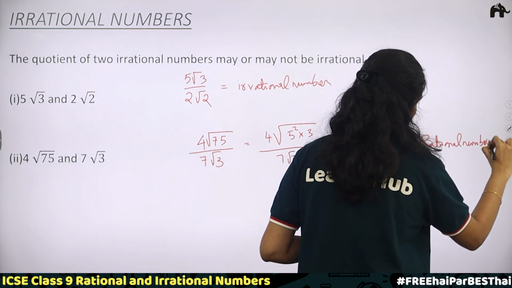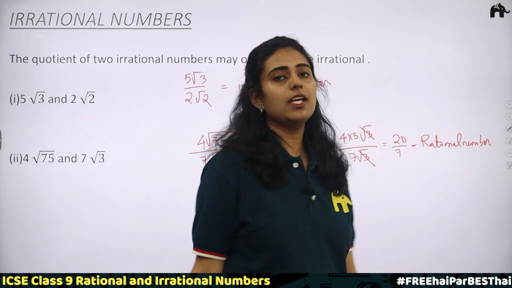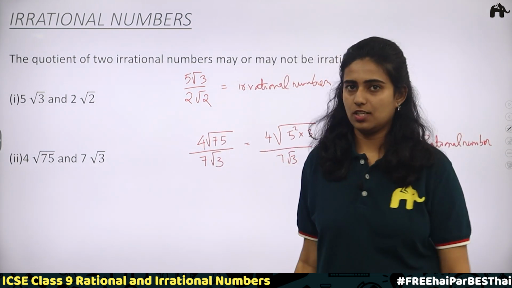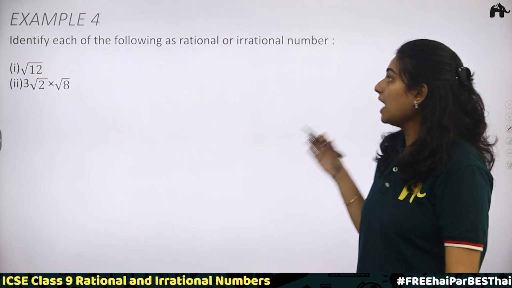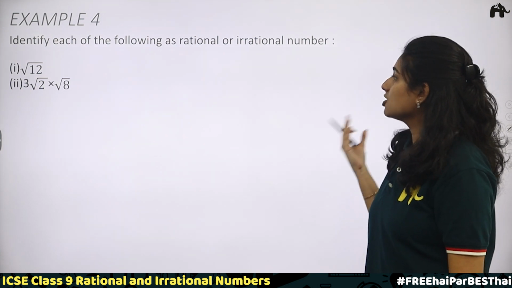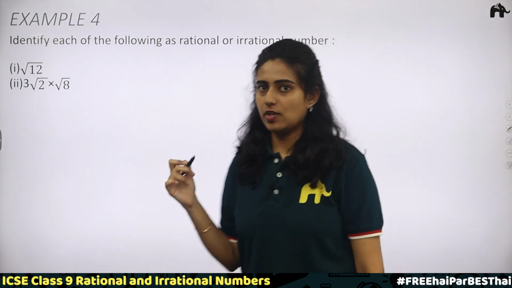Okay, so the quotient of two irrational numbers, either it can be a rational number or an irrational number. Both have chances. Next example, identify each of the following as rational or irrational numbers. So the first one is root of 12.